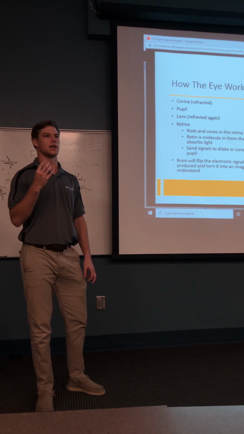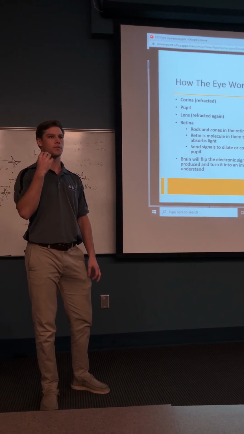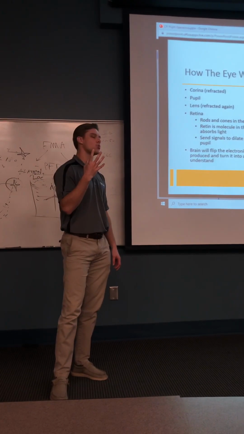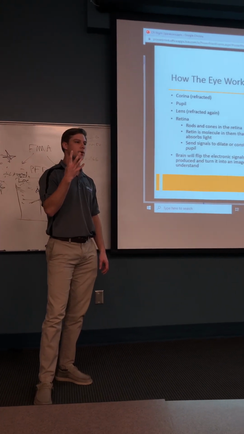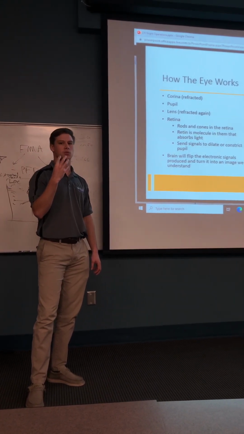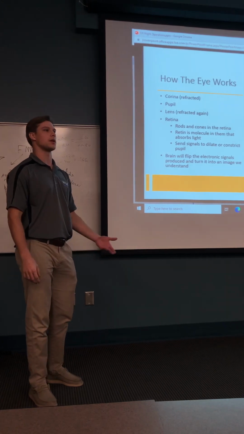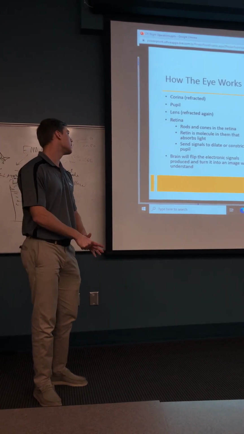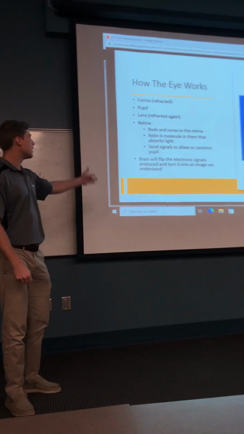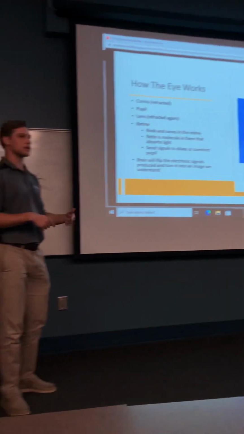So if it's nighttime, your pupils will expand to grow bigger to absorb more light. And then during the day, they will retract and get smaller so you absorb less light, because you don't need as much light during the day since there's a lot of light around. And we can see this example over here. And the light gets refracted twice.